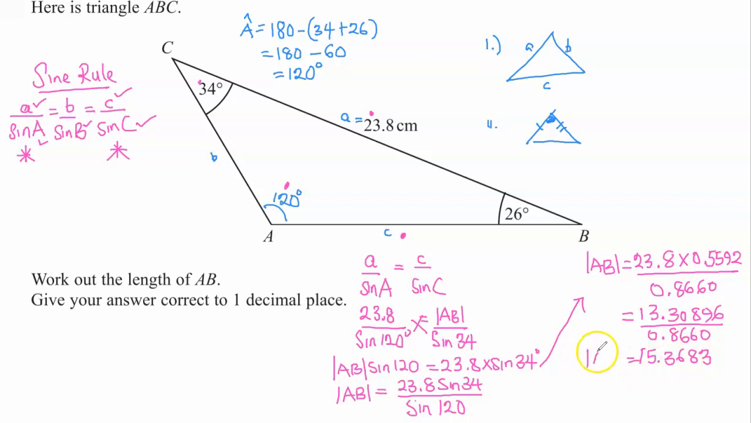Okay, so this is the value of length AB, but we're asked to give our answer correct to one decimal place. So one decimal place means one digit after the decimal point. So there are 4 digits here. So this is the first digit after the decimal point. But because the digit that's next to it is greater than 4, we are going to have to round it up. So the length of line AB is going to be approximately equal to 15.4 centimeters. So this is our answer, correct to one decimal place.